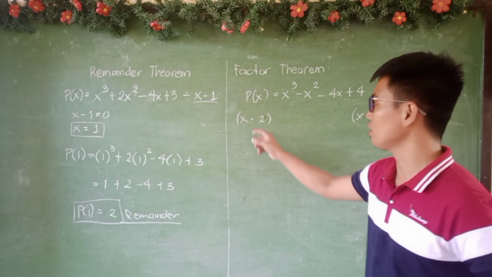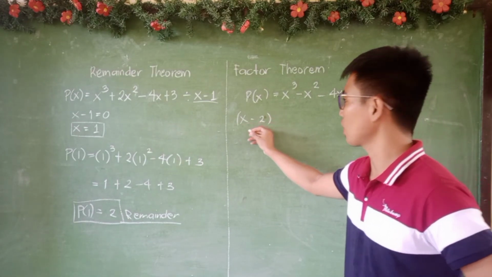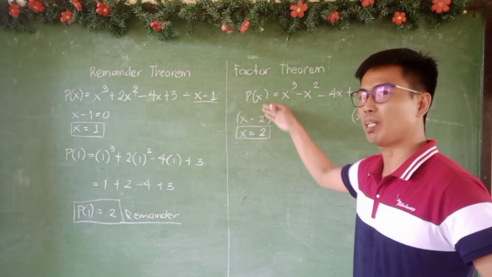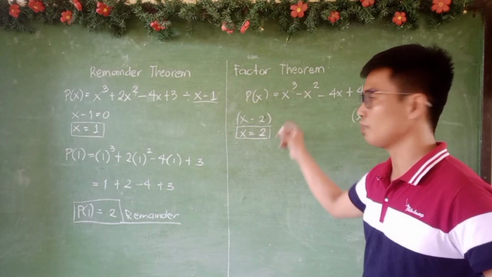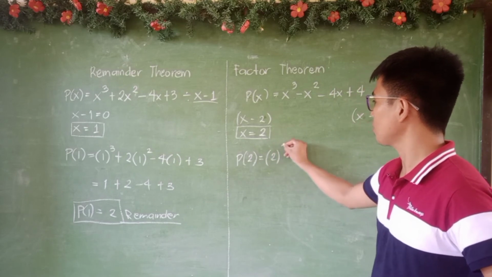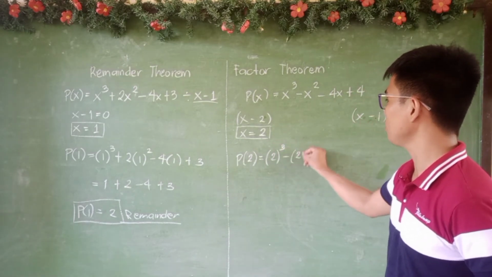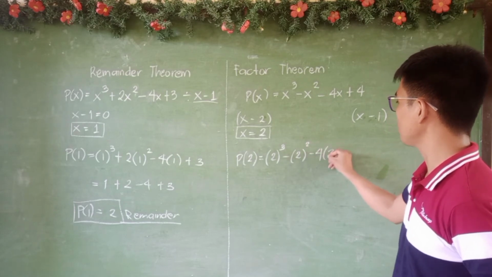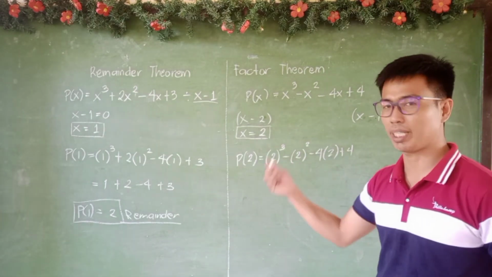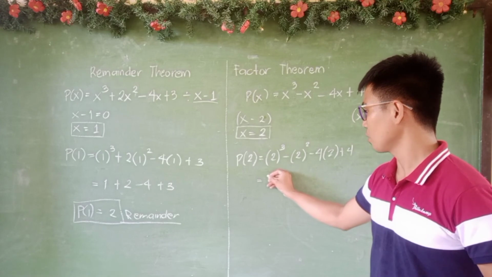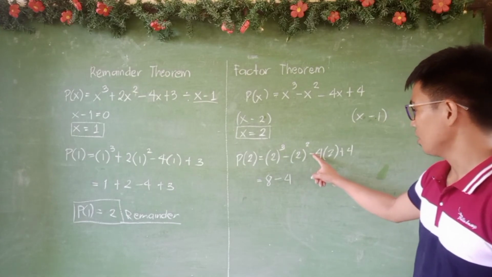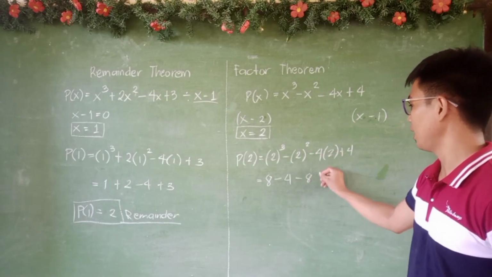So using the remainder theorem, we just need to solve x minus 2, so that will be x equals 2. Then we have the value of x, substitute na natin sa given. So we have p of 2 equals 2 cubed or 2 raised to 3 minus 2 squared minus 4 times 2 plus 4. So pag na-substitute na natin, solve na natin. So that is 2 raised to 3 is 8, then minus 2 raised to 2 is 4, then negative 4 times 2 is negative 8, and plus 4.